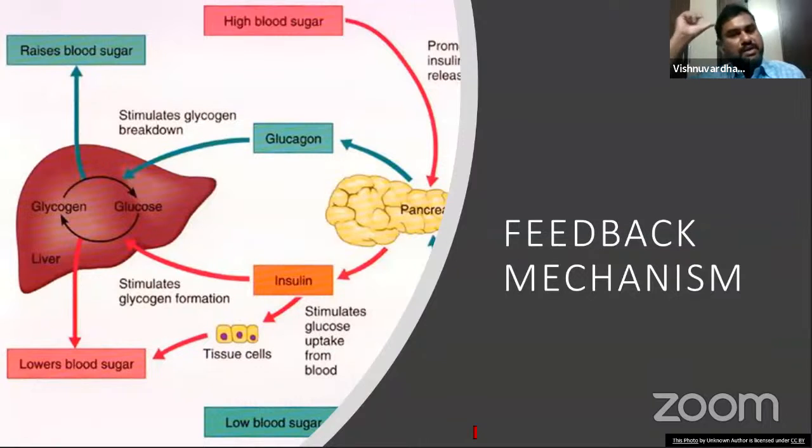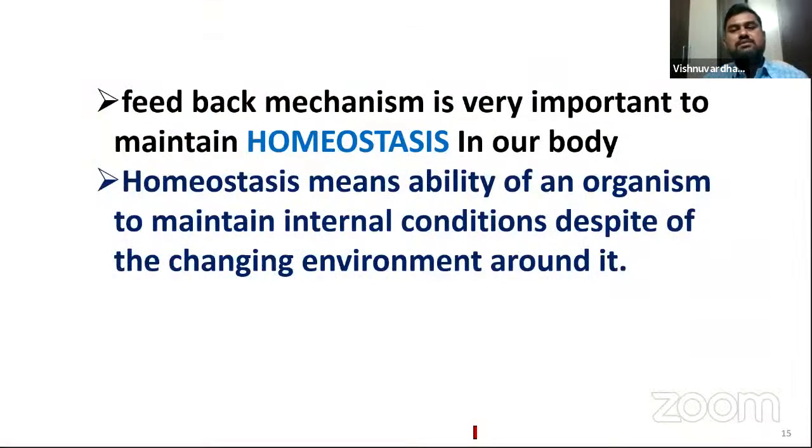Okay, next, feedback mechanism. This is also very important in our body, for our survival. The feedback mechanism is very important to maintain homeostasis in our body. Before this, we have to know about homeostasis. Homeostasis means the ability of an organism to maintain internal conditions despite the changing environment around it. Understand this? It is very important to maintain internal conditions.